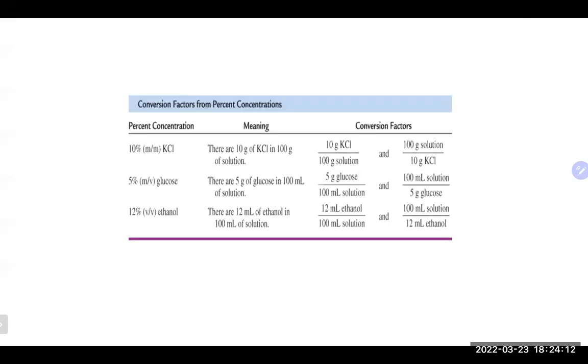So those are our percent concentrations, and this is a table from your book as well. Again, it talks about what we were doing in some of these problems and how I worked them out, where you could take any of those percentage units and turn them into a conversion factor.